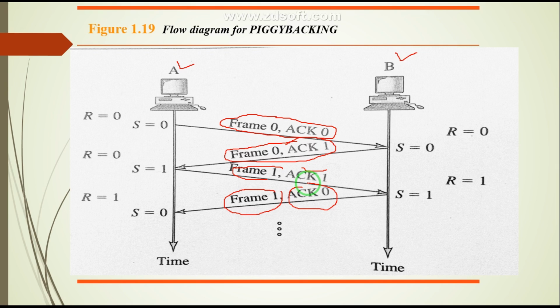So guys, piggybacking can save the bandwidth because the overhead from a data frame and an acknowledgement frame can be combined into just one frame.